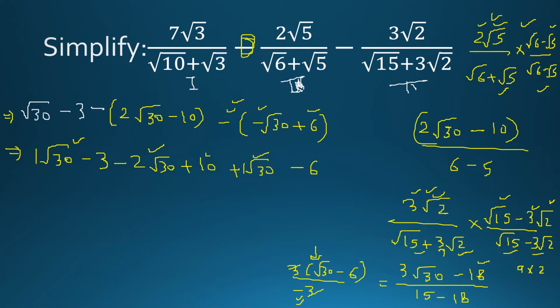Correct? Then you have 10, 6 and 3 minus 9. So this is 1. 1 is the answer. So the question was so complex and answer is 1. This is the beauty of mathematics. You just keep trying with rationalization and you'll get this answer. Okay? Let's move on to the next question.